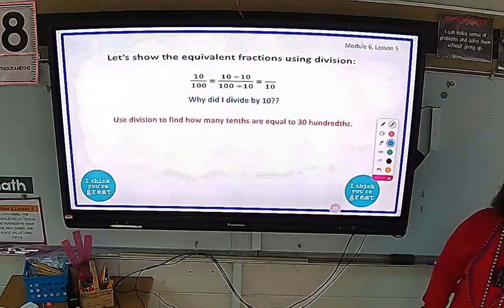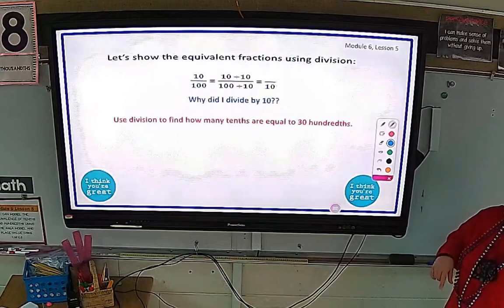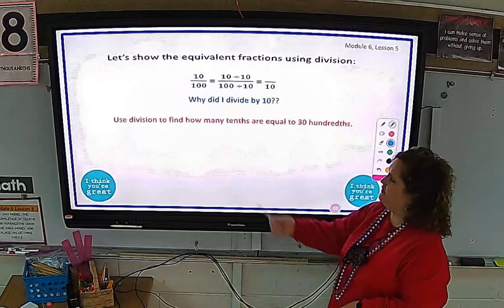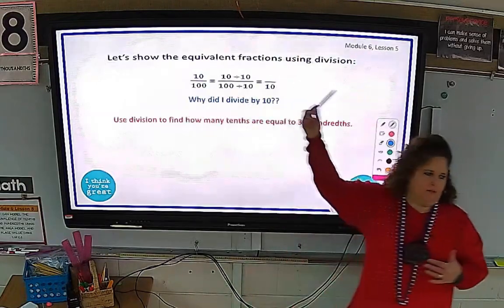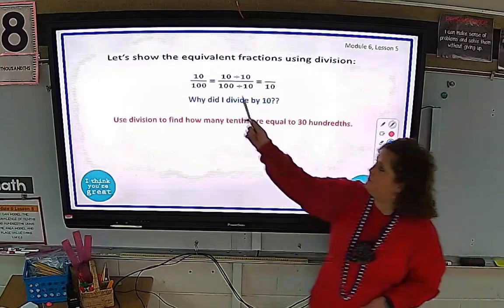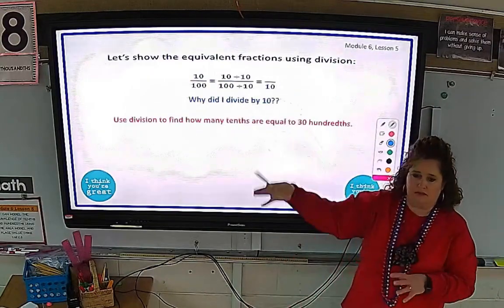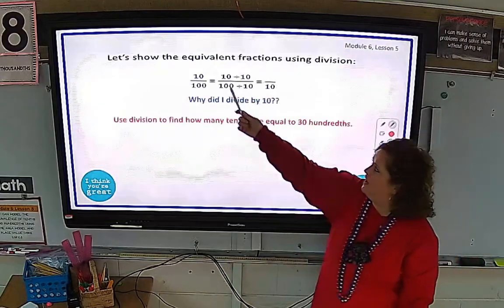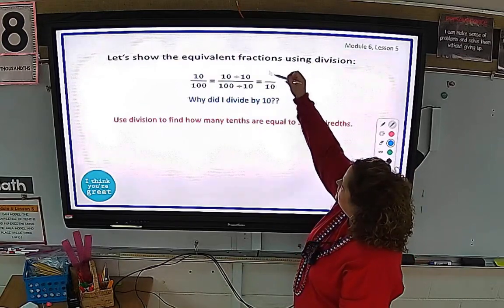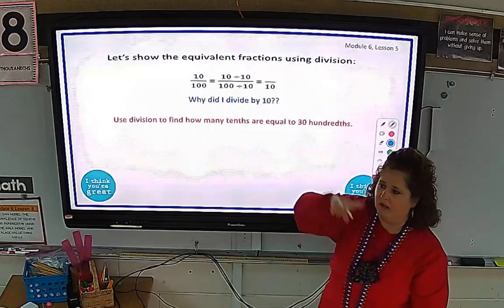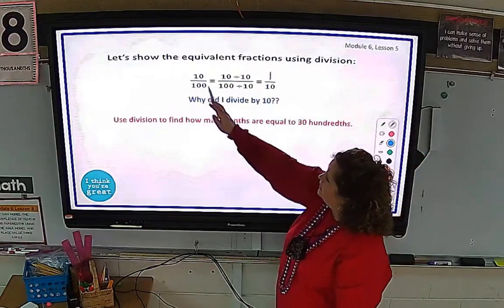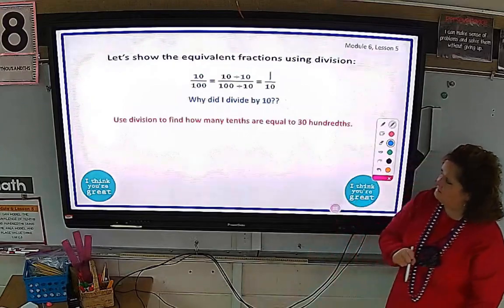All right, I want you to see this. Go ahead and just lay your marker down for a second. It says, let's show the equivalent fractions using division. They started with hundredths this time and then went to tenths. Sometimes you're going to have to go the opposite direction. If you're going from larger digits to smaller digits, divide. So if I divide 100 by 10, I'm going to get 10. Okay.